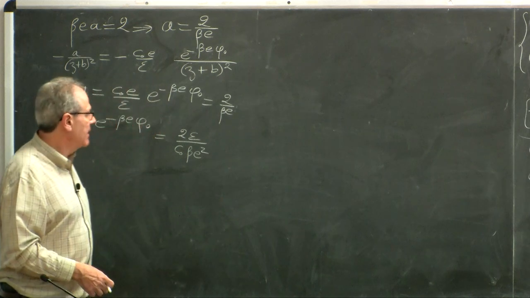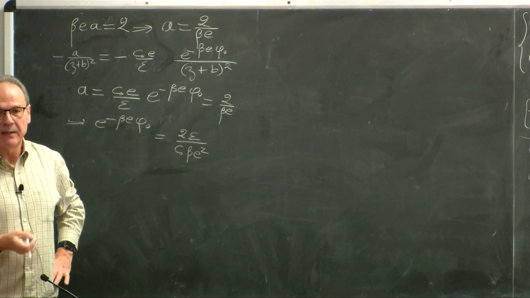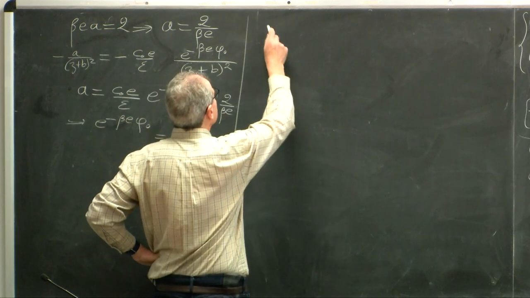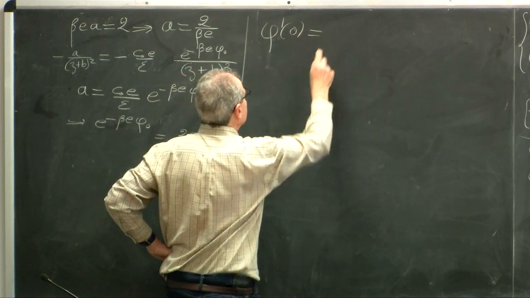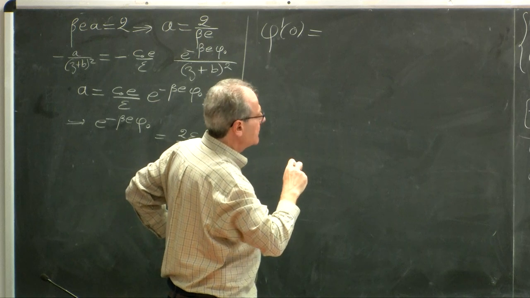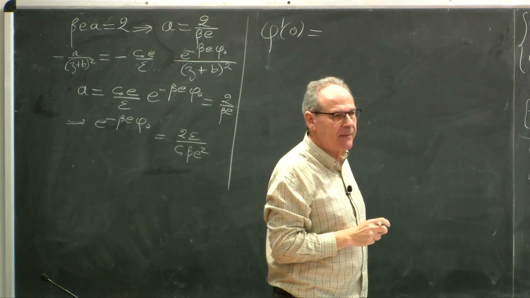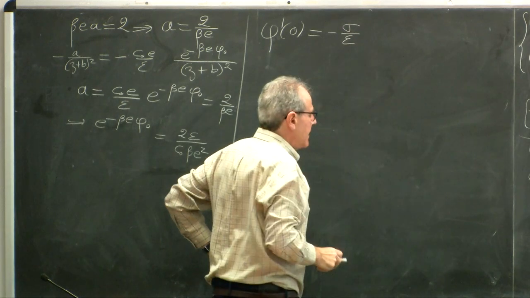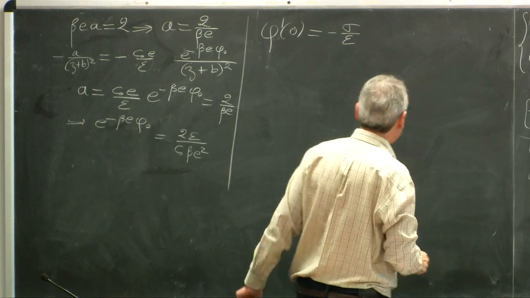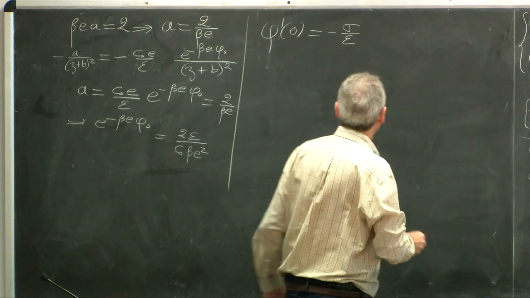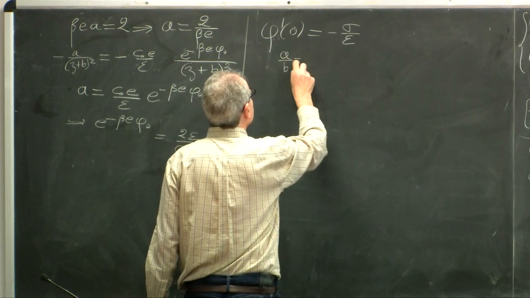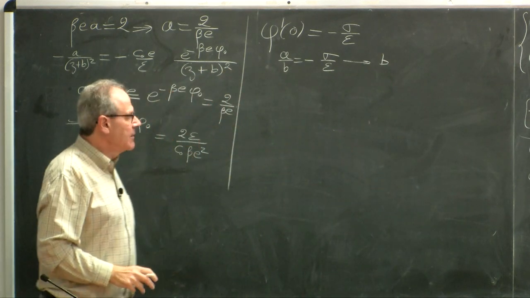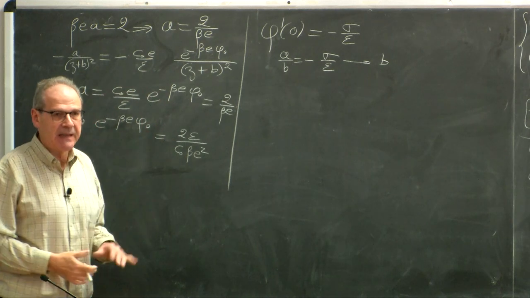Okay, and then we have still one parameter to match, which is B. And this comes from the boundary condition. So we saw that the boundary condition was phi prime of 0 equals minus sigma over epsilon. And phi prime 0 is A over B at z equals 0. So we'll have the equation A over B equals minus sigma over epsilon, which gives you B. So we have all the parameters defined like this.